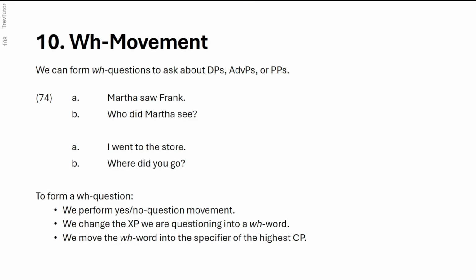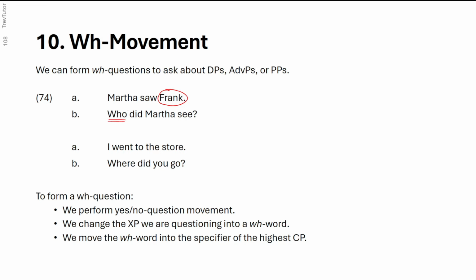Moving into the final stretch, let's figure out how to make WH questions and figure out where we cannot make WH questions. So we could form WH questions to ask about determinative phrases, adverb phrases, or prepositional phrases. So for example, if we have the base generated sentence, "Martha saw Frank," we can ask questions about Frank, like "Who did Martha see?" So maybe you didn't catch what the sentence was. Maybe you saw Martha, maybe you heard "Martha saw," but you didn't catch the word Frank. So you'd say, "Who did Martha see?"